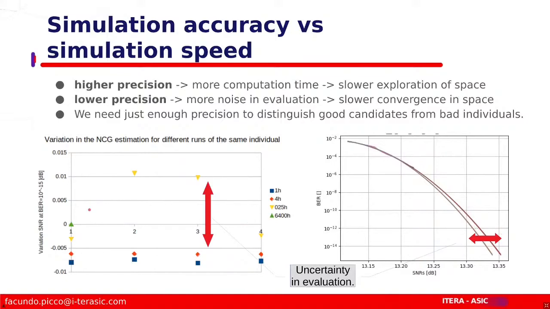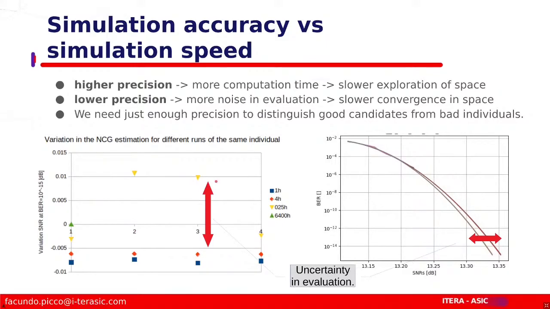And what we see on the left is several runs of the same individual, so exactly the same individual running multiple times. We have one simulation of 6,400 hours, which is the green one, which we take as the true value. That's a simulation that went down to 10 to the power minus 12 or a bit beyond that. And then we see what happens if we choose simulations or evaluations that take 15 minutes. Those are the yellow triangles.